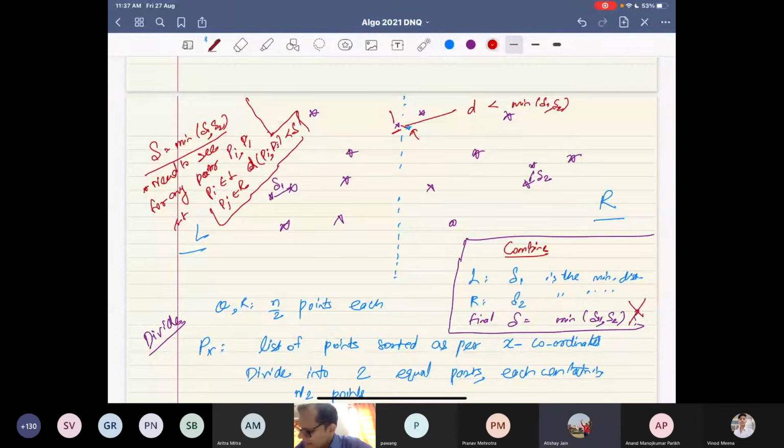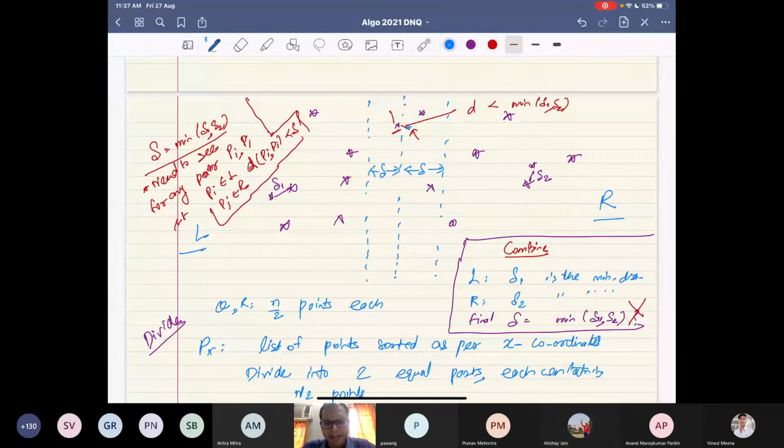So what you are saying is, from the line, we will see only the points that lie between minus delta and delta. Very good. That is easy. I can only see the points that are within delta to the left and within delta to the right. So I can simply have a strip, delta here and delta here. So only points that come within this strip will be eligible, right?